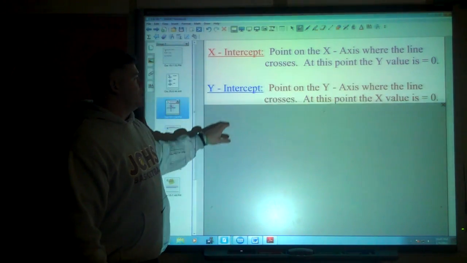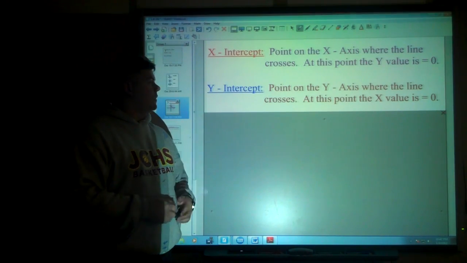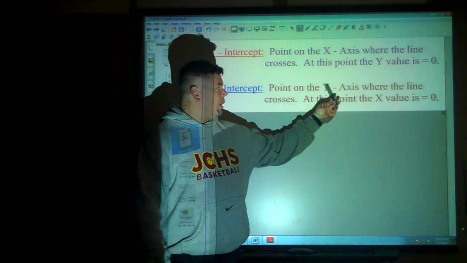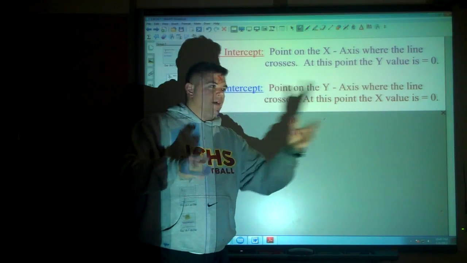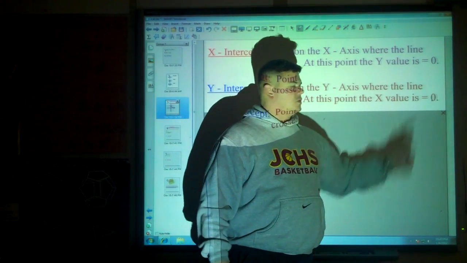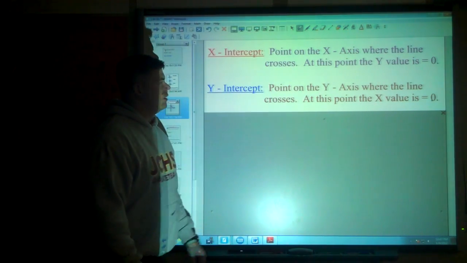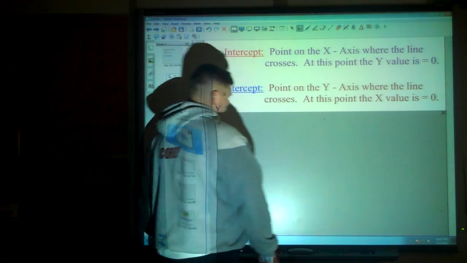If we have an x-intercept, then it makes sense that we would have a y-intercept. Pretty much the same definition. The only difference is it's on the y-axis. And if you're on the y-axis, you haven't gone left and you haven't gone right, which means your x value is going to be 0. So that's where you would actually be crossing, is when your x value is 0.